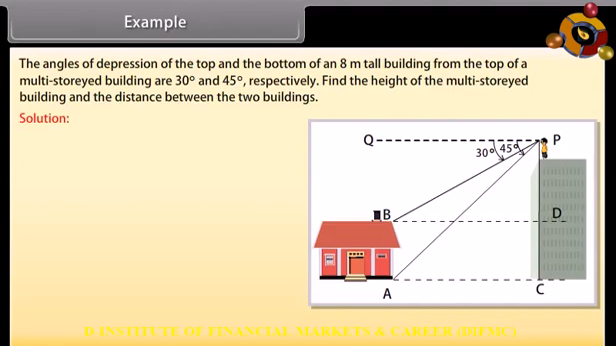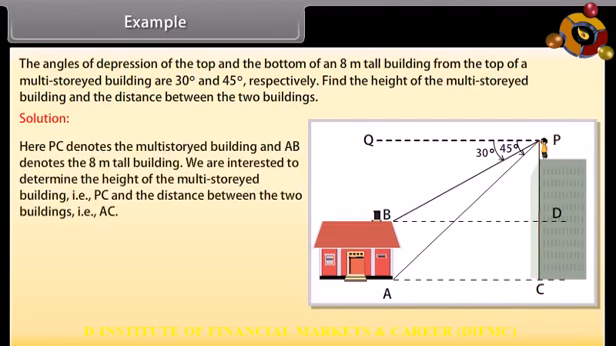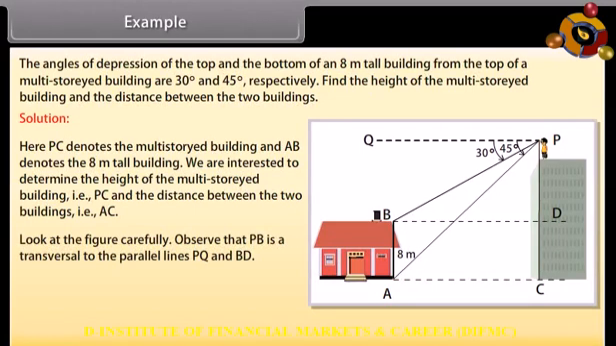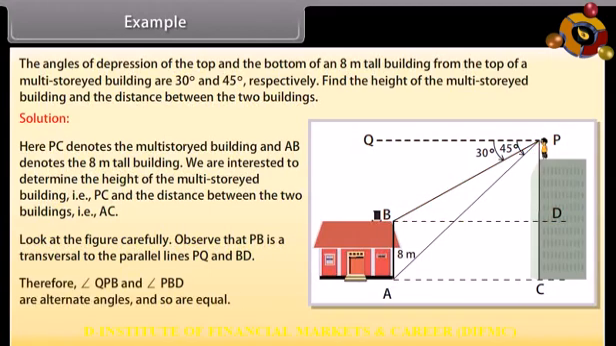Solution. Here PC denotes the multi-storied building and AB denotes the 8-meter tall building. We are interested to determine the height of the multi-storied building, that is PC, and the distance between the two buildings, that is AC. Look at the figure carefully. Observe that PB is a transversal to the parallel lines PQ and BD. Therefore, angle QPB and angle PBD are alternate angles and so are equal. So, angle PBD is equal to 30 degree. Similarly, angle PAC is equal to 45 degree.